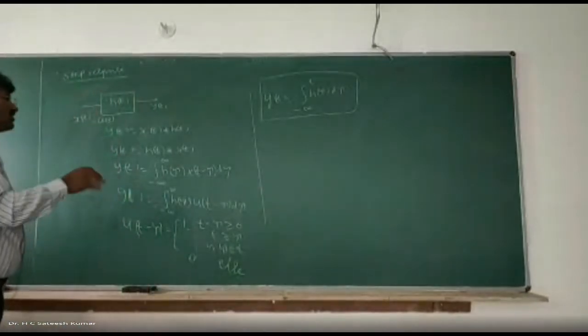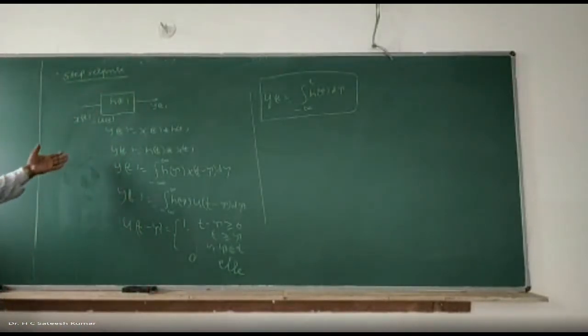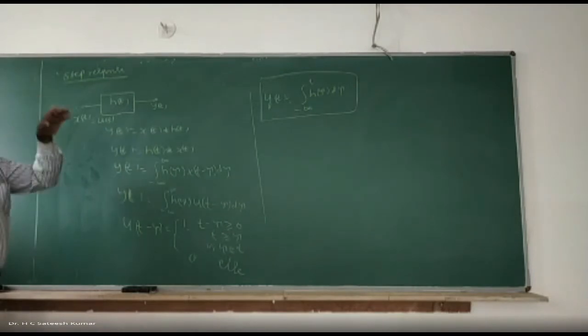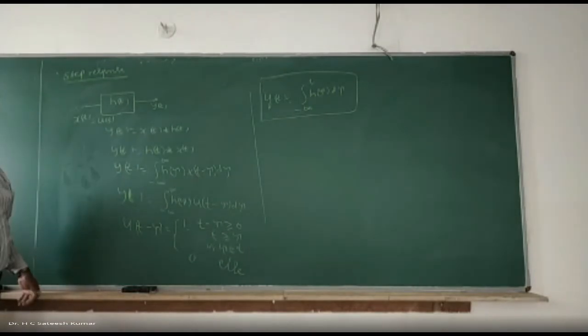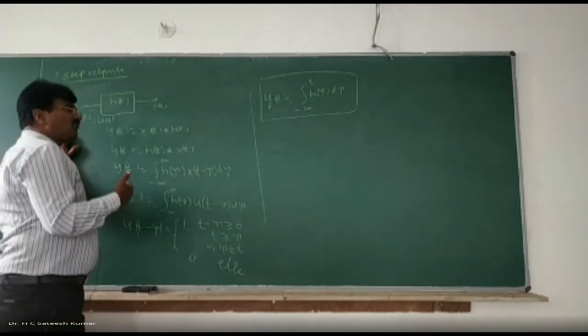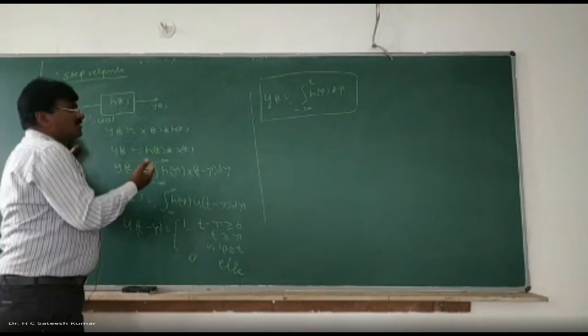But I won't use this formula. See, if they ask you, the general one is this one, step response. Step response is nothing but what? Just like impulse response. Impulse response is what? Response of a system when the input is an impulse, or delta function. Step response is nothing but the response of a system when the input is a step function. So that is your step response we can write.